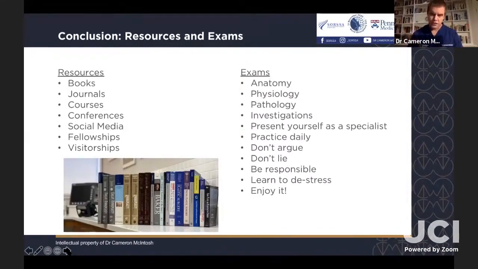Please don't argue with your examiners. They know more than you. Even if you think you're right, be quiet. Just agree, okay? Don't lie. Don't say things that you didn't find on the patient. Take responsibility for yourself. Take responsibility for what you're doing.